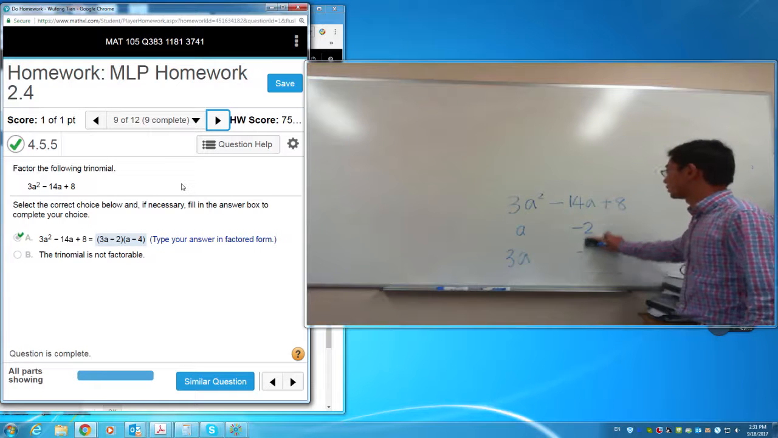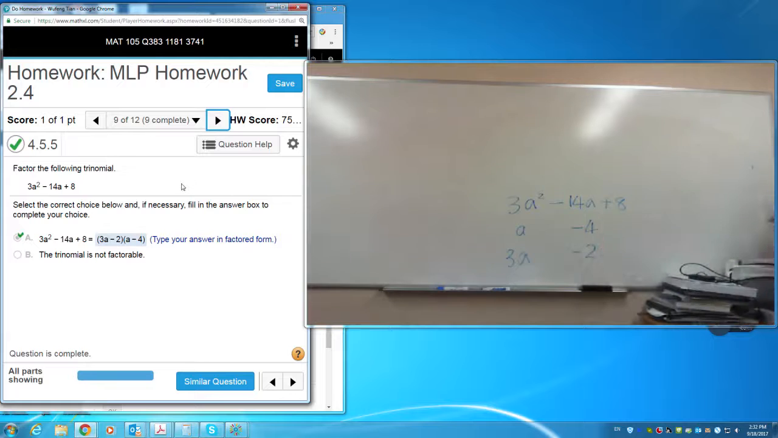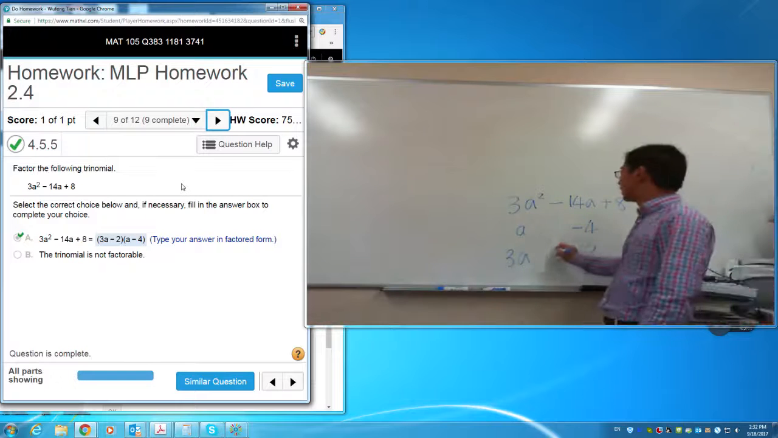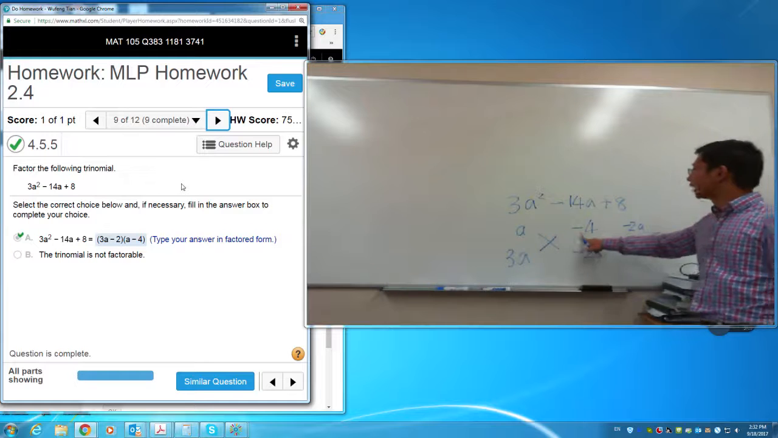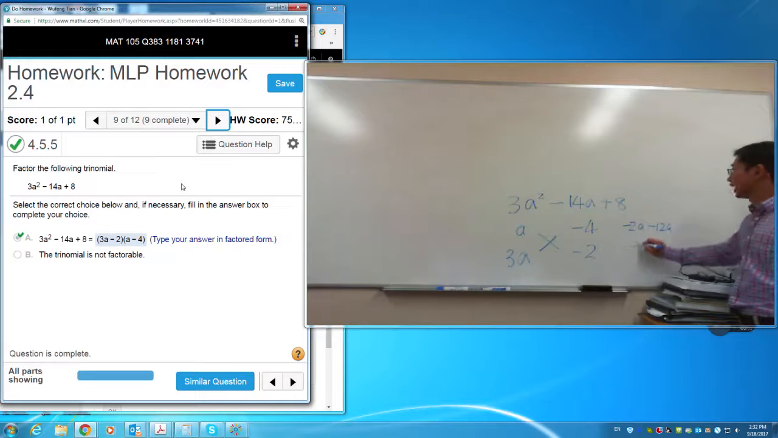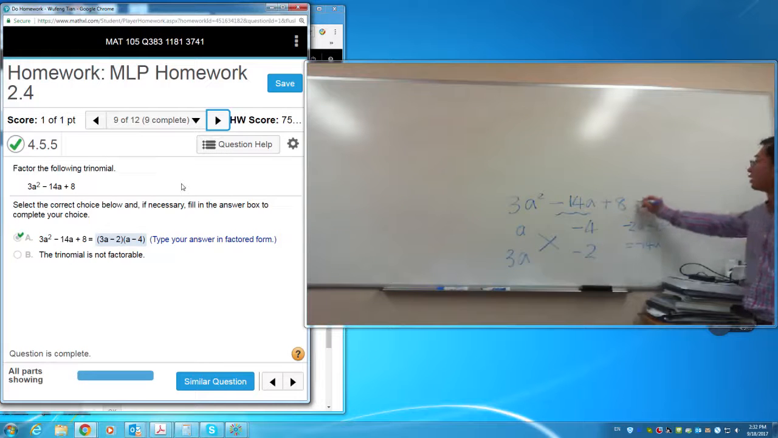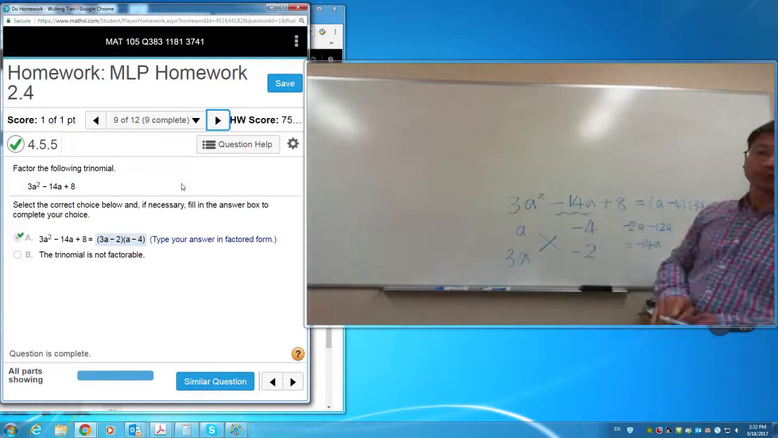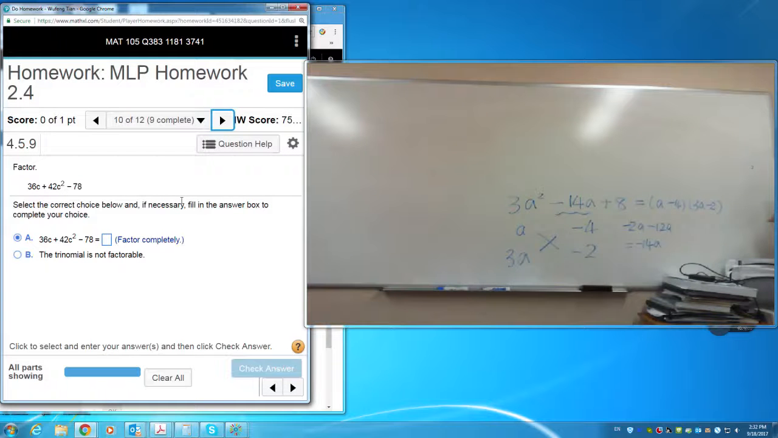So I need to switch it. Negative 4 here, negative 2 here. Cross multiply. 8 times negative 2, negative 2a. Negative 4 times 3a, negative 12a. Together is negative 14a, and this is the middle one. So now the answer is a minus 4 times 3a minus 2. Number 10.